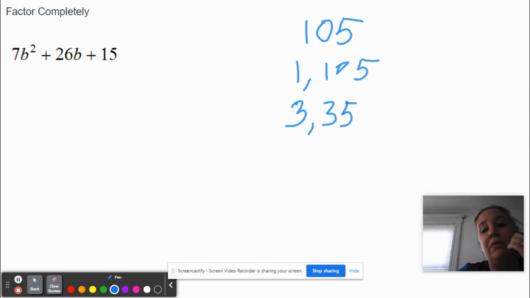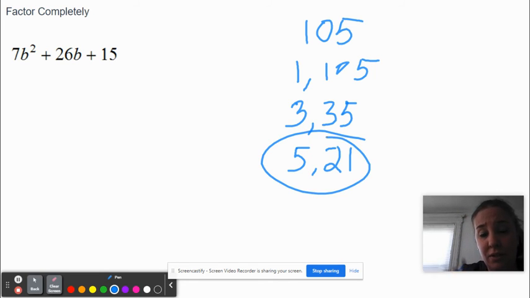4 does not go into 105. 5 does. 105 divided by 5 is 21, which makes perfect sense. So 5 and 21 add up to 26. These are my numbers. Okay. I'm going to clear the screen to give myself a little more space. 5 and 21 are my numbers.